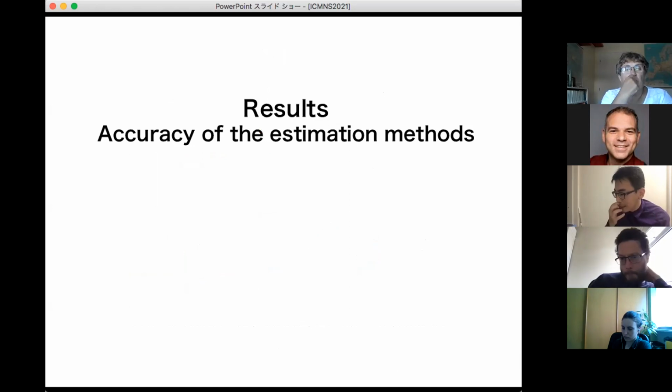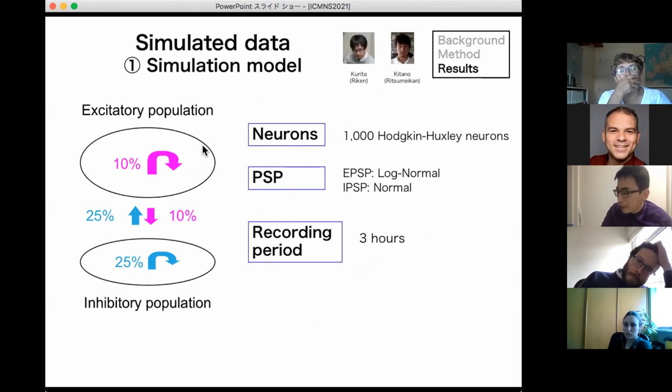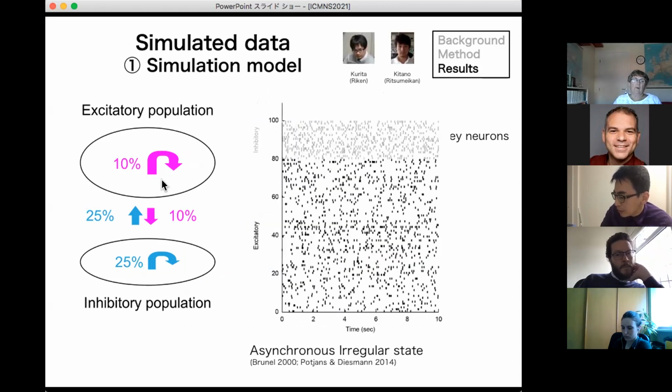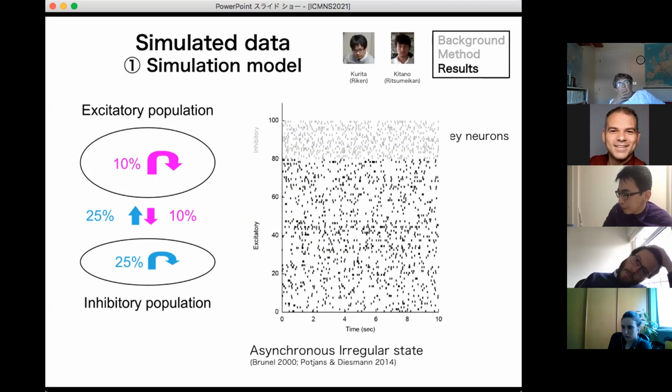Let me explain the results of these methods. To validate this method, we simulated a population of thousands of neurons, 800 excitatory and 200 inhibitory. We connected them with random connections, and each PSP follows a log-normal and normal distribution, which is considered physiologically relevant. We obtained an asynchronous irregular state, which is considered realistic.